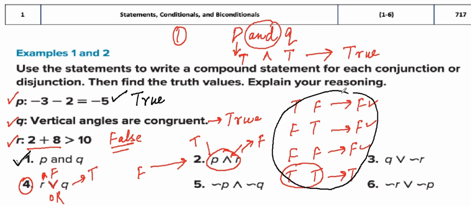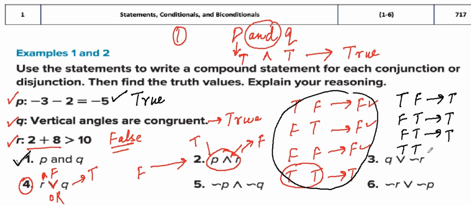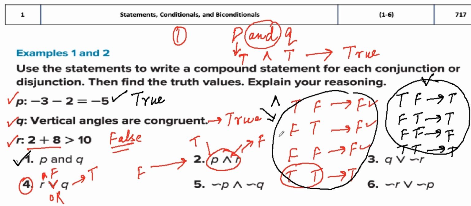This is for and. For or, if one of them is true, it will be true. So true, true is true; true, false is true; false, true is true; and false, false is false. This is the table for or, and this is the table for and. For or, if one of them is true, it will be true. For and, if one of them is false, it will be false.